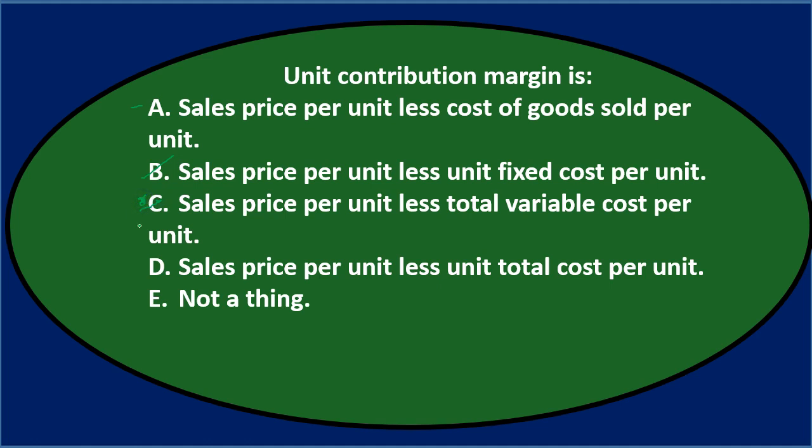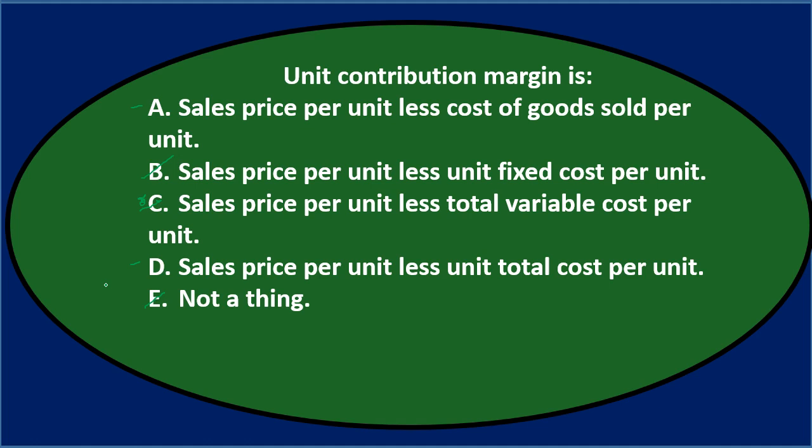D says sales price per unit less unit total costs per unit. So the sales price as compared to the total cost, maybe. I'll keep that. And E says not a thing, which doesn't sound reasonable. So we'll have A, C, and D. Let's go through this again. Unit contribution margin is either A, sales price per unit less cost of goods sold per unit.